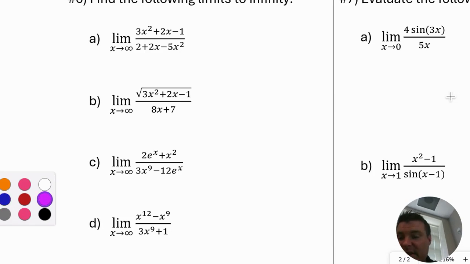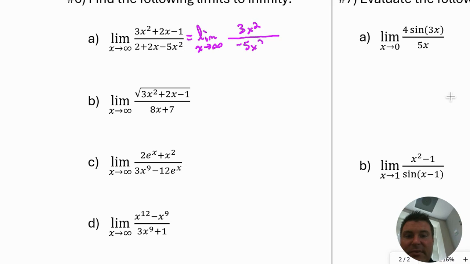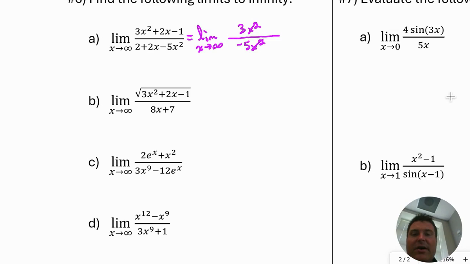So for this one right here, for A, this is equivalent to the limit as x goes to infinity. Oops, sorry. Life happens. X goes to infinity. What's the fastest growing function on the top? It's going to be the 3x squared. Fastest growing function on the bottom is going to be the negative 5x squared. I want to refer to those as terms. So those are the fastest growing terms on the top and bottom. Those x squareds actually cancel out, and I'm left with 3 over negative 5. That kind of just looks ugly. I like to pull that negative out in front. Make it look like this. Okay?